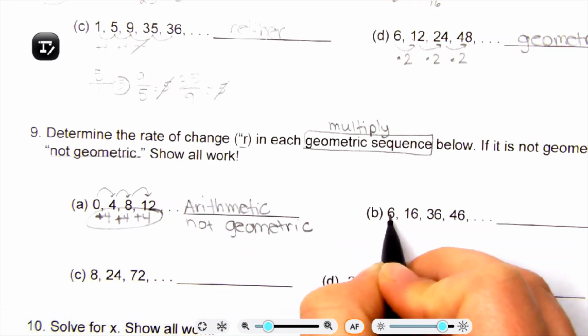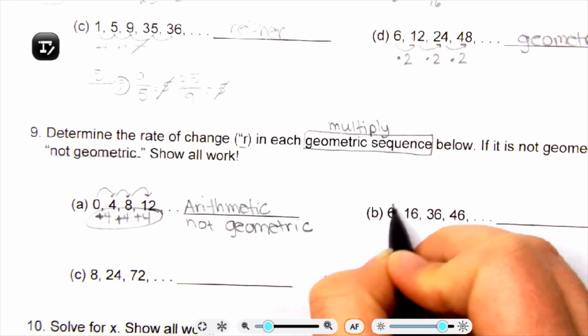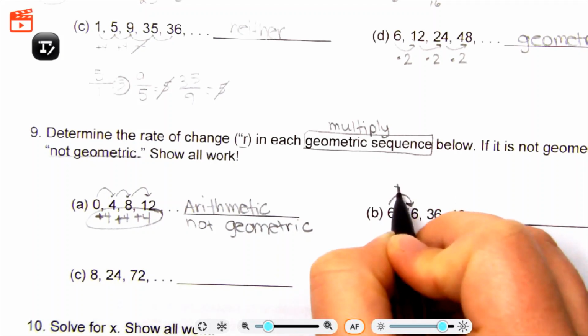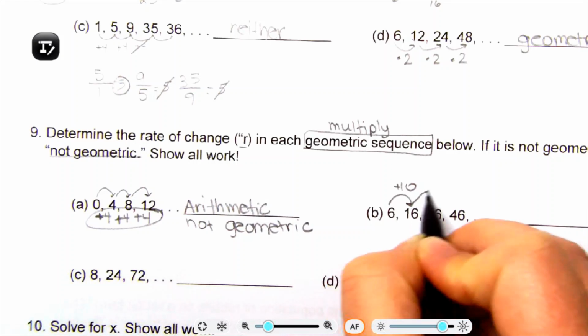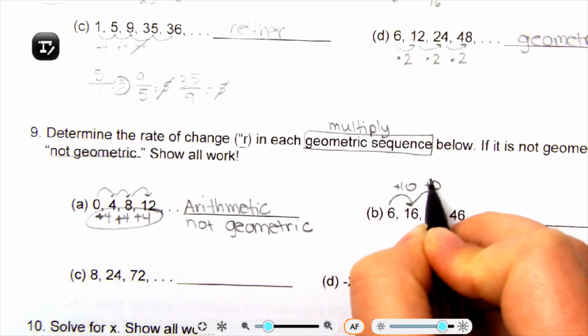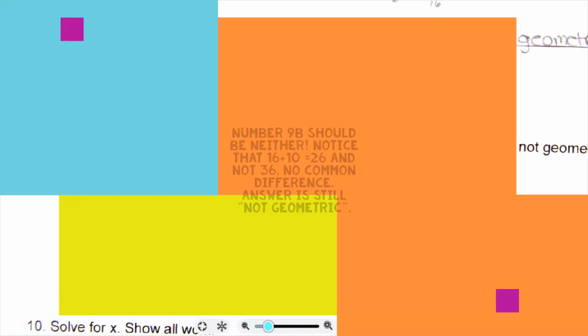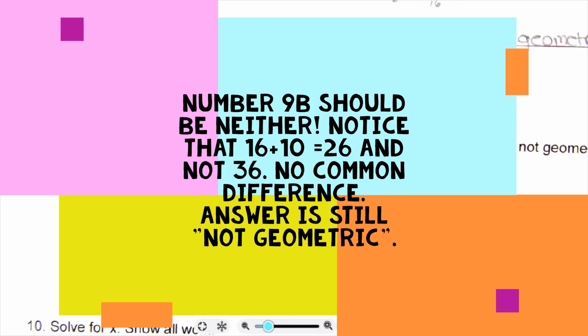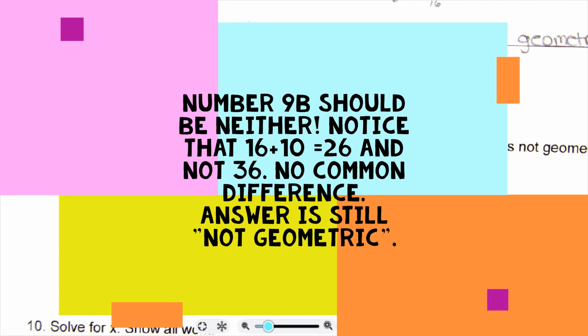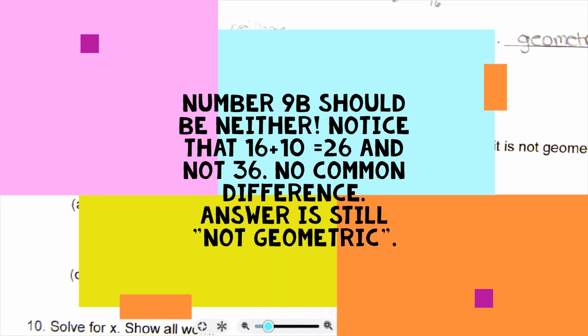Okay, let's try B. 6 to 16, I'm adding 10. 16 to 36, again adding 10. And again adding 10. Once again, our pattern is addition. So that means this is arithmetic, so not geometric.